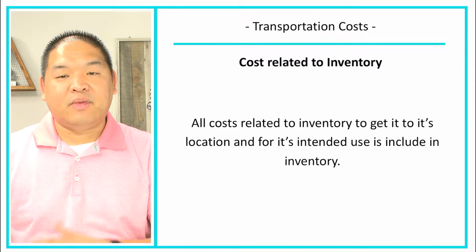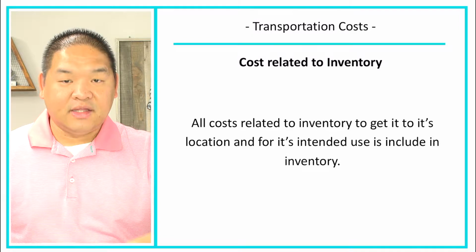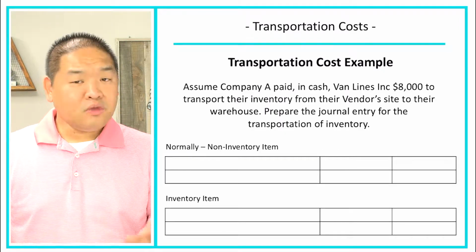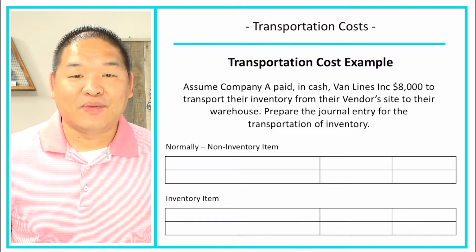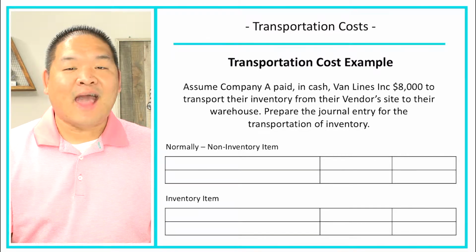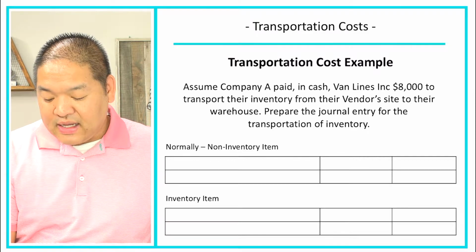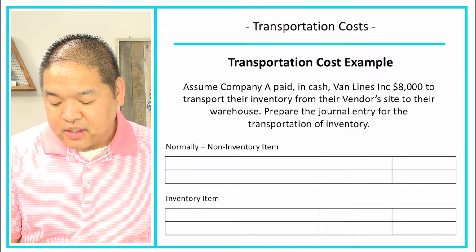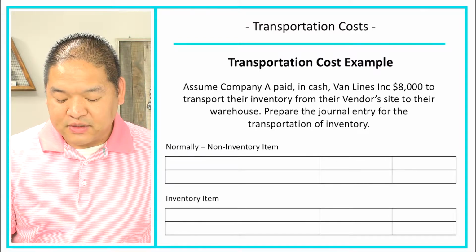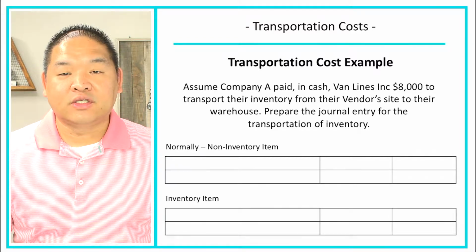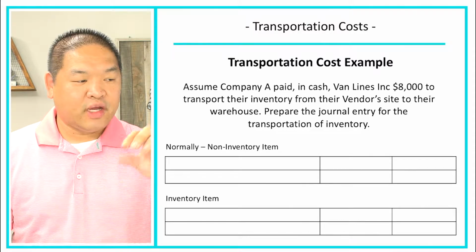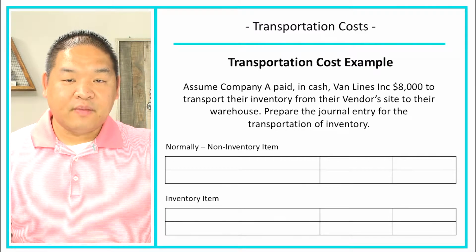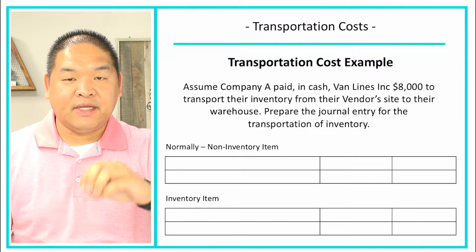So this is a blanket statement of how it should be, but specifically in this lesson, we're just talking about transportation costs. Now, what better way to learn this than to do an example? So, Company A paid in cash Van Lines Inc. $8,000 to transport their inventory from their vendor site to their warehouse. Prepare the journal entry for the transportation of the inventory. So, Company A has inventory at the vendor site. They're going to pay Van Lines $8,000 to transport it from the vendor site to their company's site.